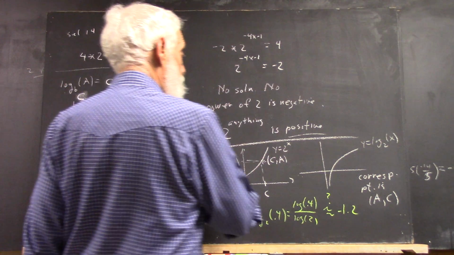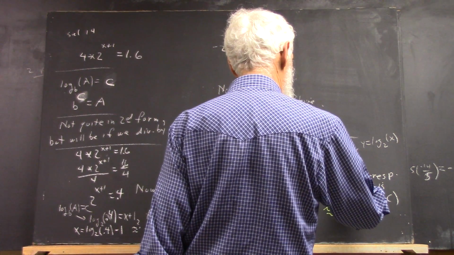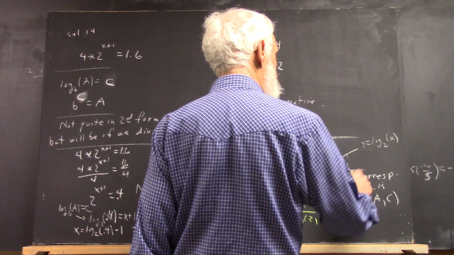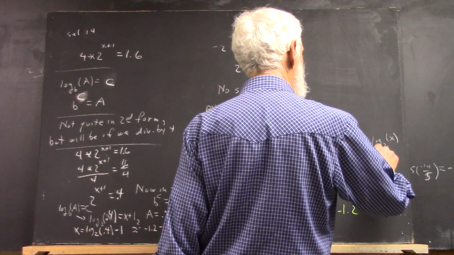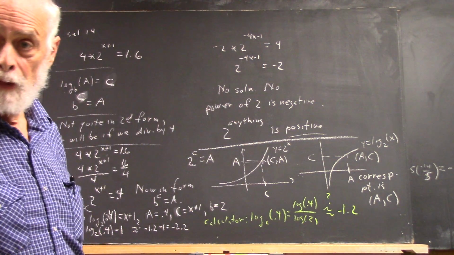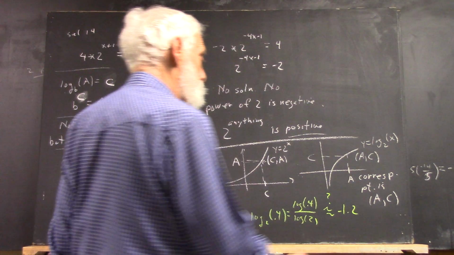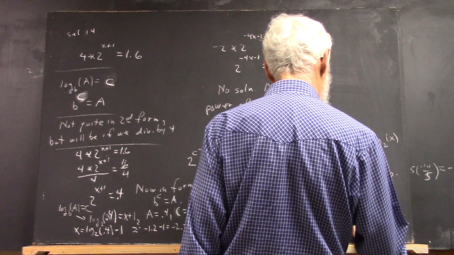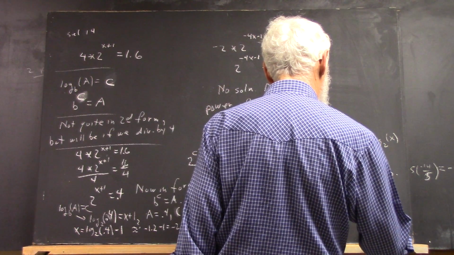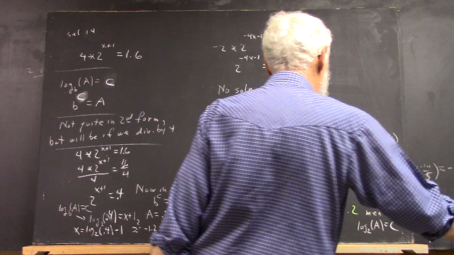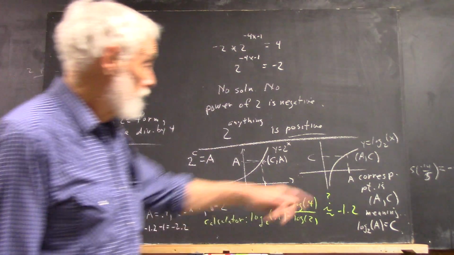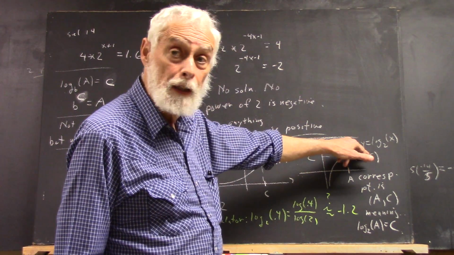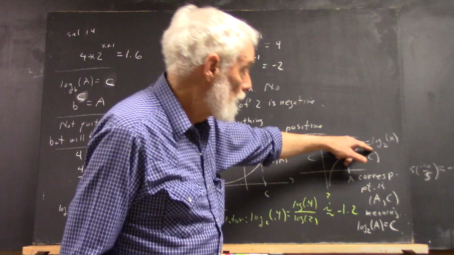Yep. So that means a would be out here, and c would be here. Meaning that log base 2 of a equals c. Because that's exactly what it means for the point (a, c) to be on this graph. This is a graph of log base 2 of x. If x equals a, then you've got log base 2 of a.